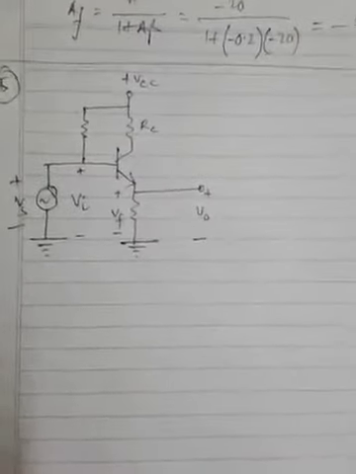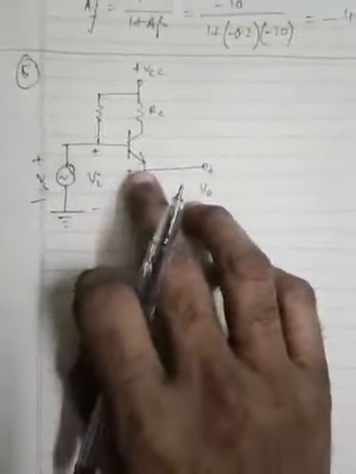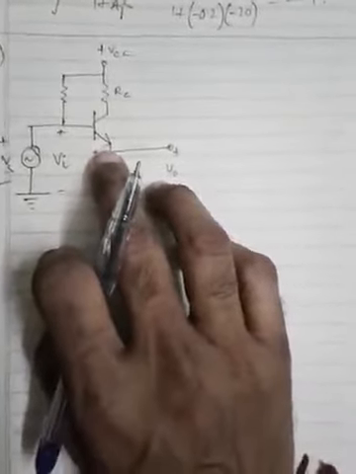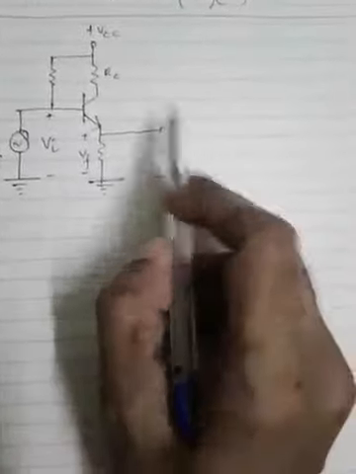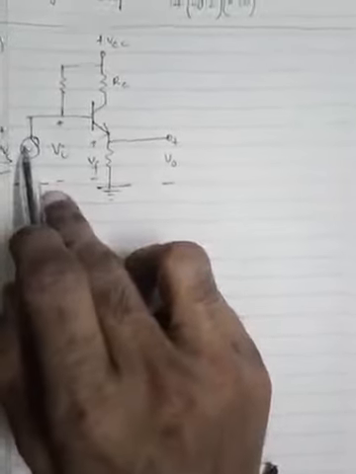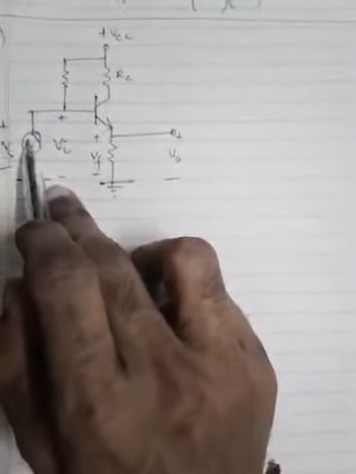Now let us consider this emitter follower circuit. This is another problem, numerical. Emitter follower means it is common collector configuration of BJT. You know that the output is taken from the emitter, which is following what is present at the input with unity gain. It provides the voltage series feedback.